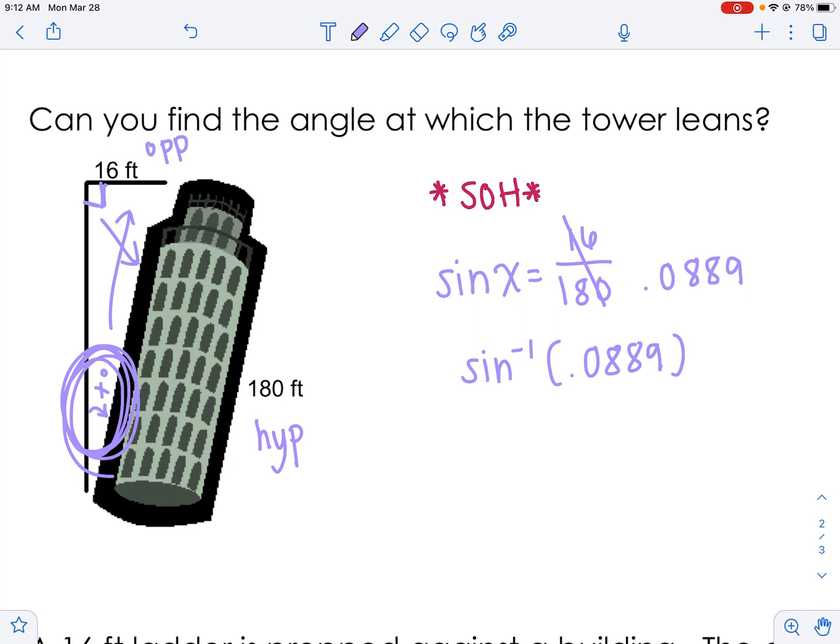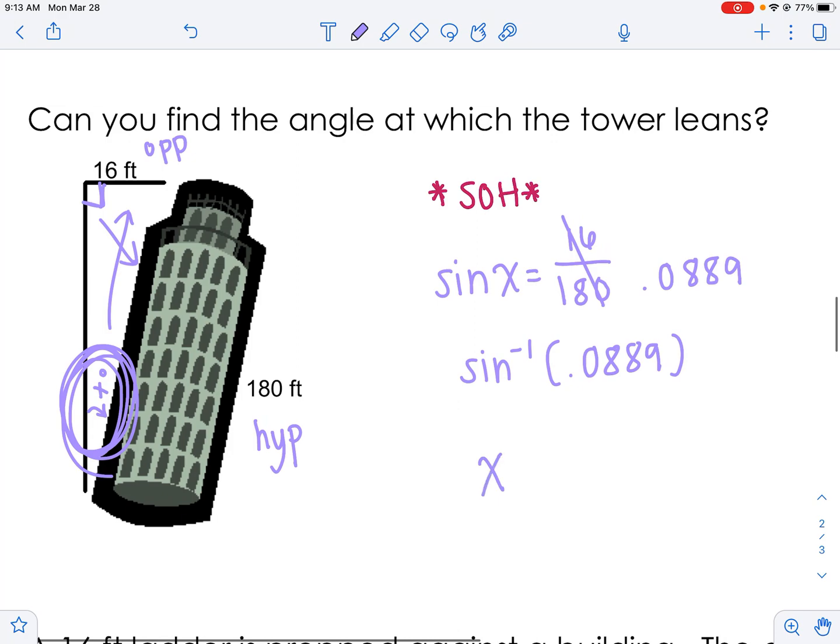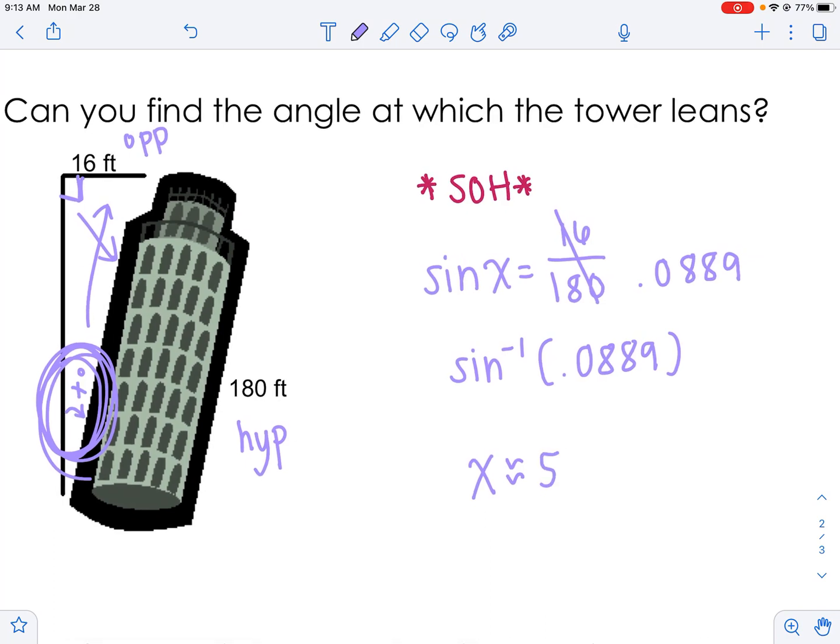I'm going backwards, so I'm going to give you a minute. Go look at your chart and see what number is closest to 0.0889. And if you're looking at your chart, you should see 0.0872, which is close enough, which means that it's off by 5 degrees. Now, that probably doesn't seem like a lot, right? The Leaning Tower is really only leaning at about 5 degrees off.